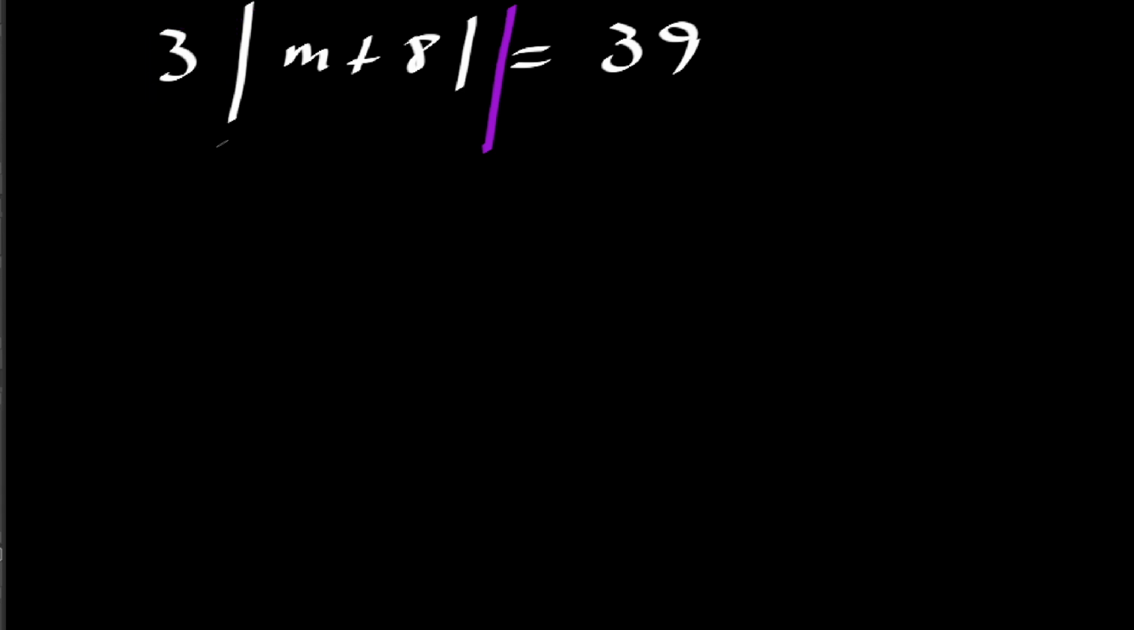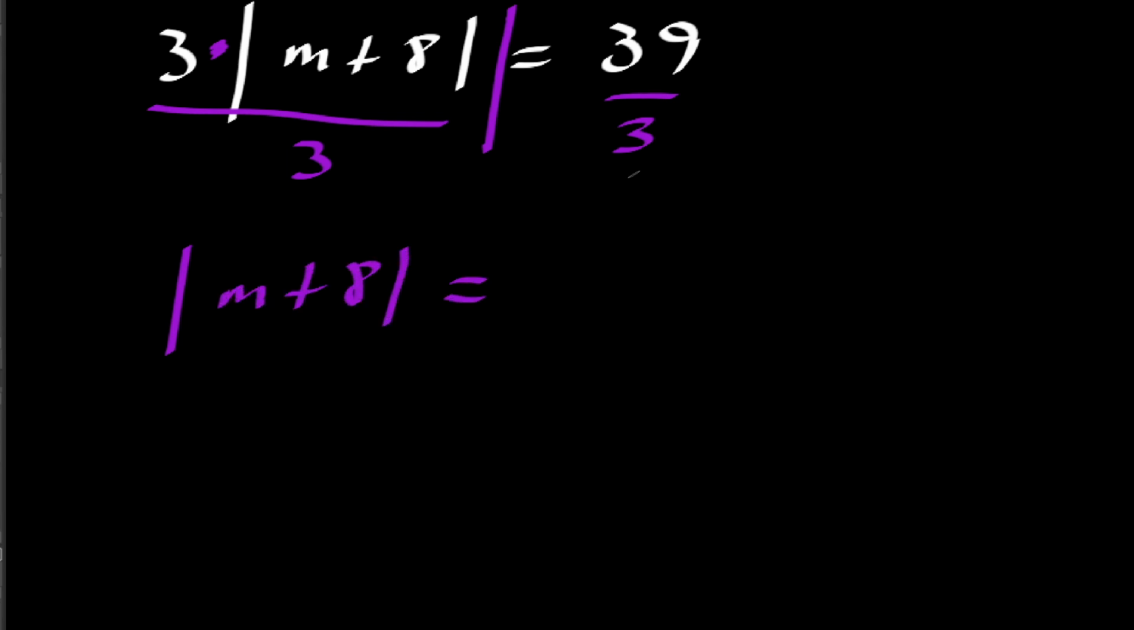So now think about this as if it were 3 times the absolute value. Or what if I said 3x equals 39? How would you get rid of 3? You divide. That's the same thing you do here. We're going to divide by 3 on both sides, and it's going to give us the absolute value of m plus 8 equals 39 divided by 3, which gives me 13.